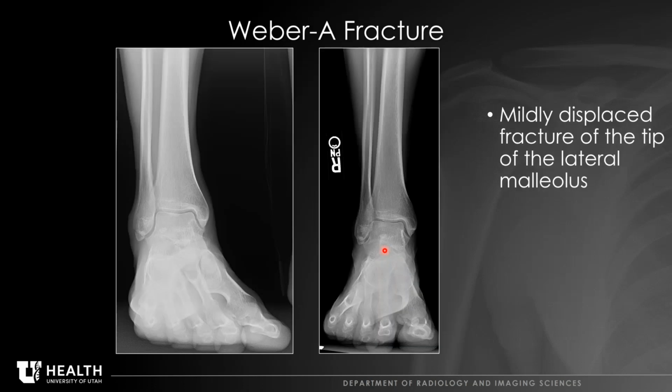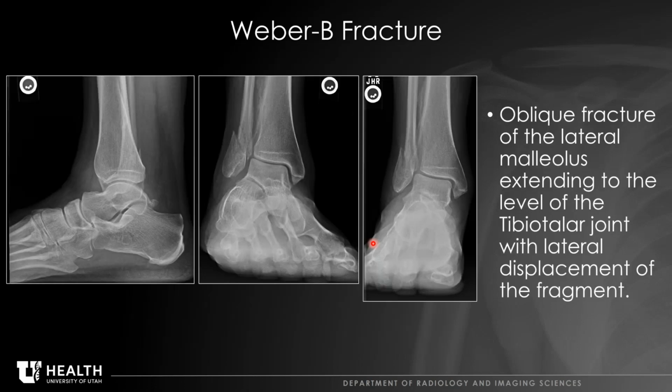And then in the ankle, this is the only classification system I'm going to talk about, and this is the Weber classification. And this is a Weber A. And the Weber A is a fracture of the tip of the lateral malleolus. And it's usually just an avulsion fracture from the lateral ankle ligaments. And then we have a Weber B. So Weber B fractures are oblique fractures of the lateral malleolus or distal fibula, extending to the level of the tibio-talar joint. And then you usually get a lateral displacement and sometimes a little posterior displacement of this fracture. So this is a Weber B.